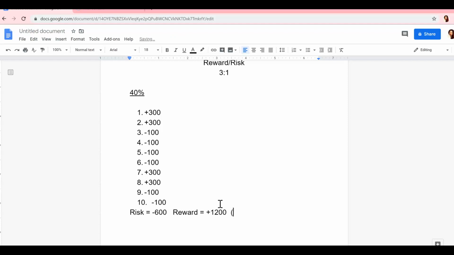But we got to calculate our losses from here. So we're going to take $1,200, we're going to minus $600, which we lost. And that total still gives us a positive $600. Let's put some dollar signs. We are positive $600 with a 40% win rate. A 40% probability of winning, as long as we minimize the amount we lose.